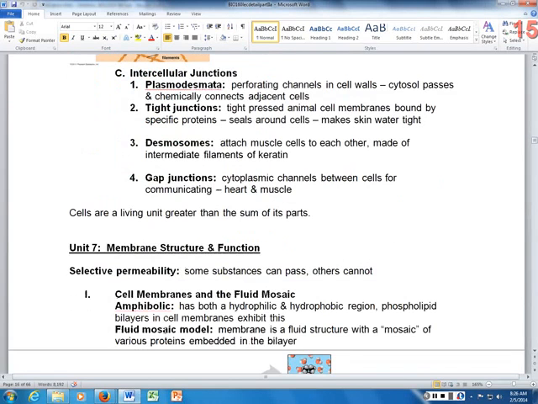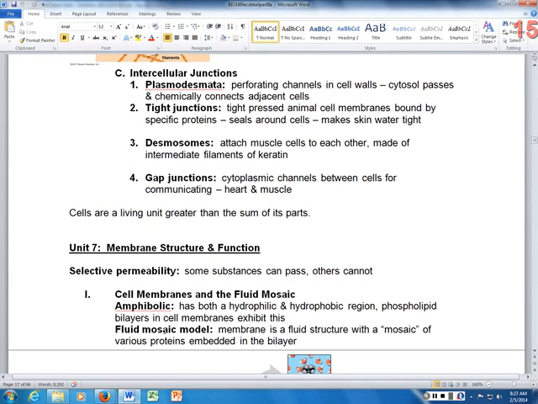So when we look at the types of intercellular junctions, the plasmodesmata are the ones that you're going to see in plant cells. Tight junctions are one type you see in animal cells. That's what you're going to have in your skin to make it watertight. So if you spill water on your skin, it just sits on there. It also helps to keep you from evaporating as much.